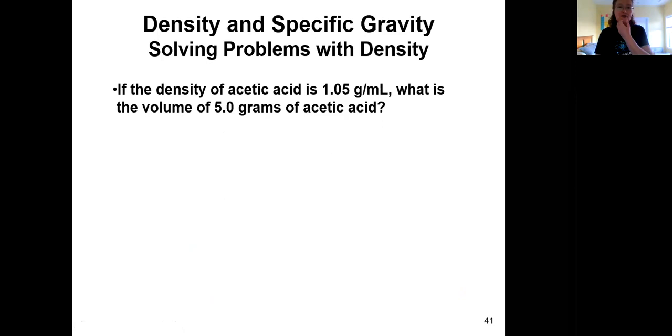Here we go, yay. We're given the density of acetic acid. Acetic acid is the acid that's in vinegar. It's just 5% acetic acid, the rest is water whenever you get a sample of vinegar. And we're told the density is 1.05 grams per milliliter. The density of water is 1 gram per milliliter, so this has a slightly higher density than water. What is the volume of 5.0 grams of acetic acid?